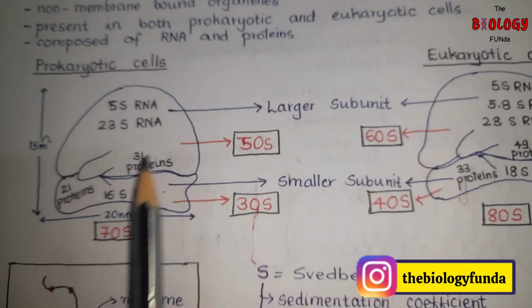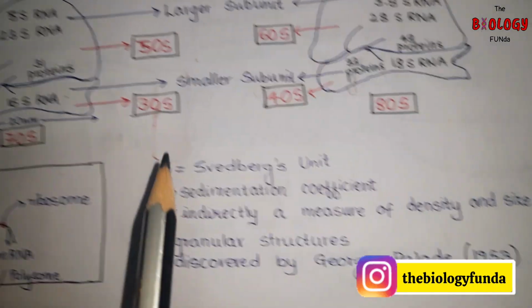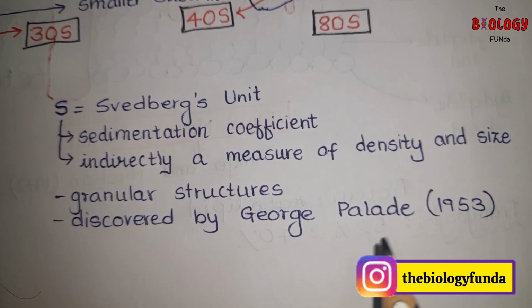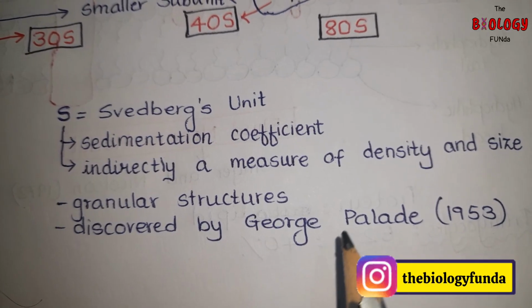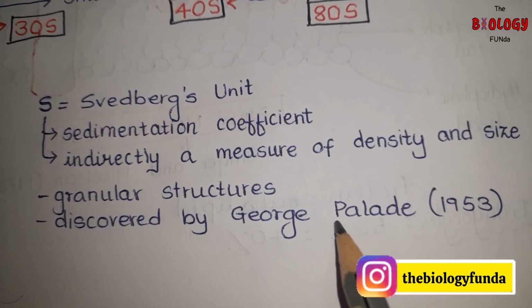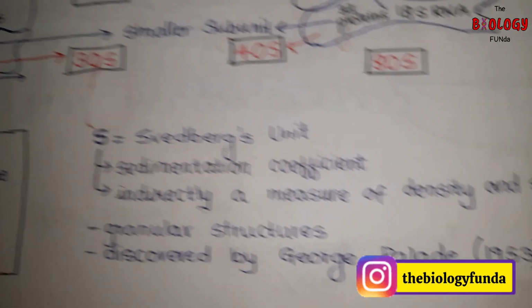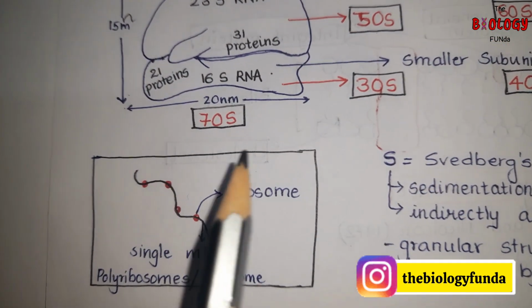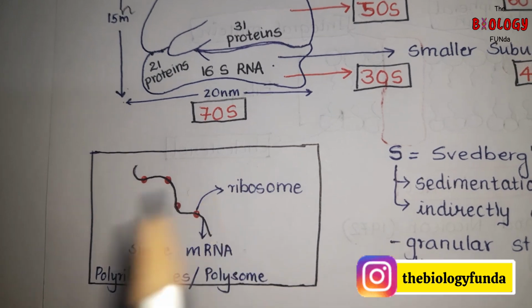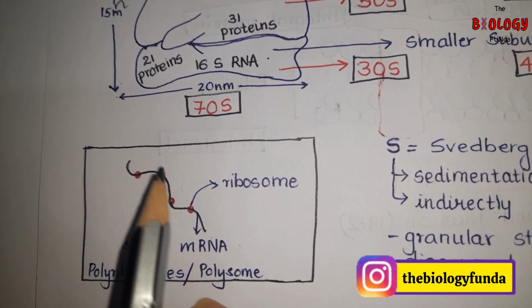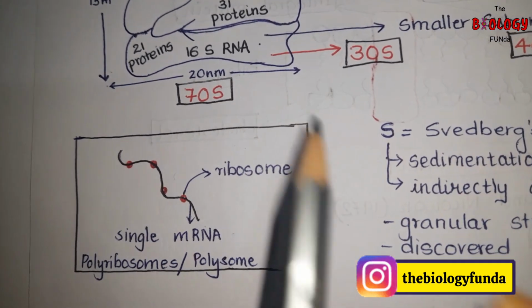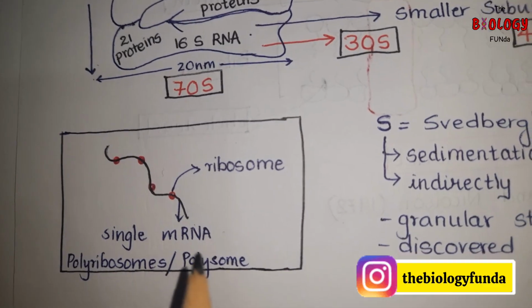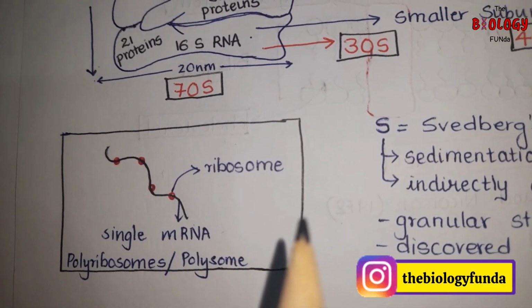So these are granular structures and they were discovered by George Palade in 1953. Since they were discovered by George Palade, they are also known as Palade particles. If we look at the ribosomes, there are some ribosomes which will attach to a single mRNA. This structure is called as polyribosomes or polysomes.